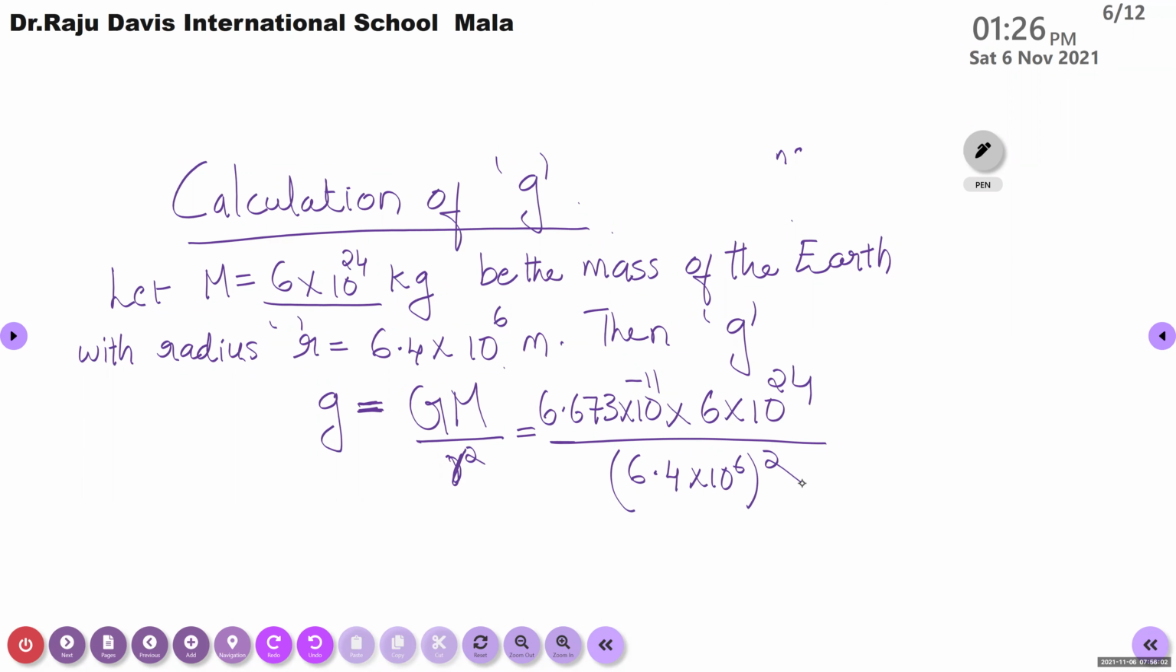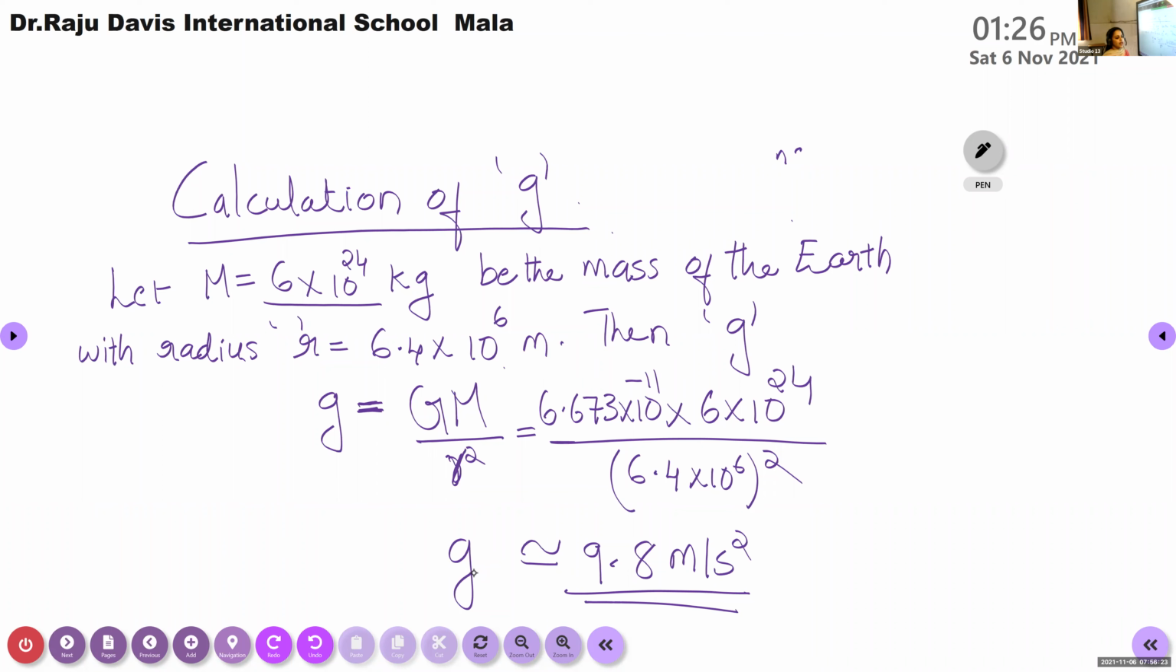So whenever we substitute all these values, after the calculation, we get a value that is nearly equal to 9.8 meter per second square. You don't need to do this calculation, you only need to learn this value by heart. This is how we get the value of acceleration due to gravity.